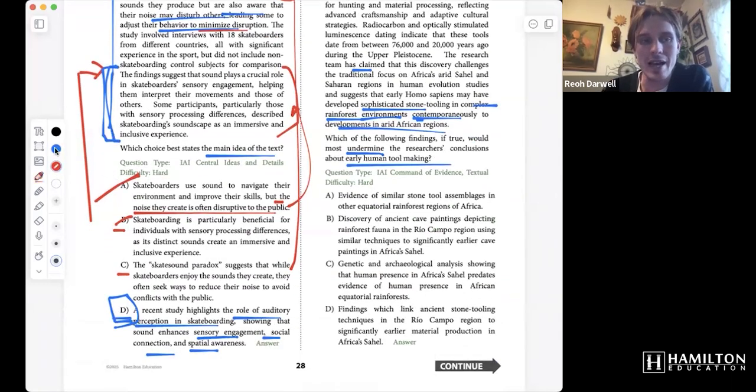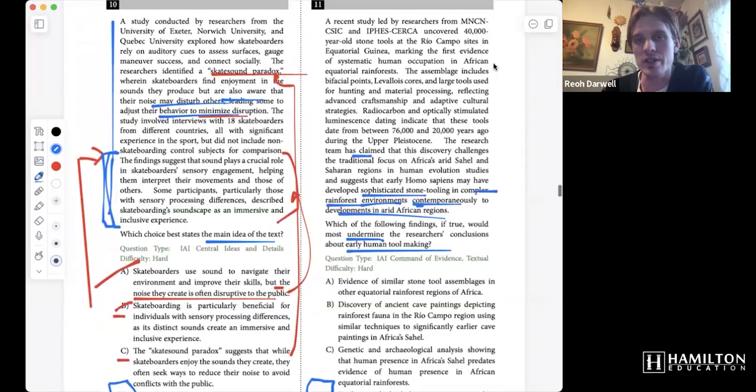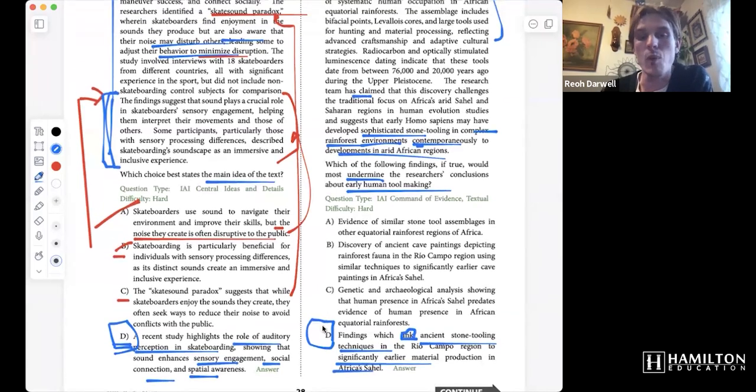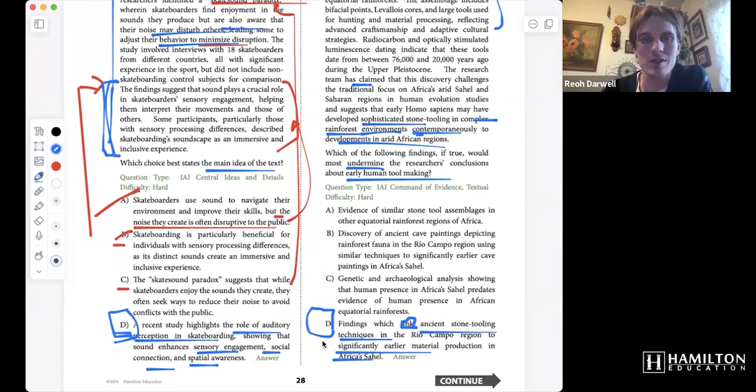So what does that best? Answer choice D, right? So, the ancient stone tooling techniques, right? These are the ones that they're looking at up here. These ancient stone tooling techniques are linked to significantly earlier production in an arid region. All right. If that's the case, then that totally undermines their argument. If the oldest things being done in the rainforest are just kind of a copy of something that was done significantly earlier in arid regions, well, then that undermines the idea that they happened at the same time.